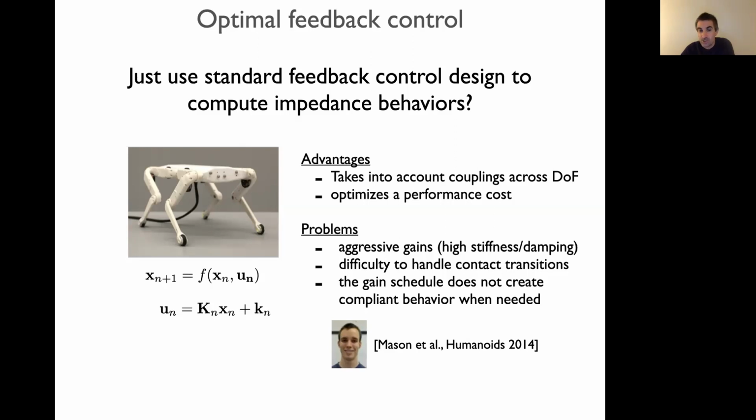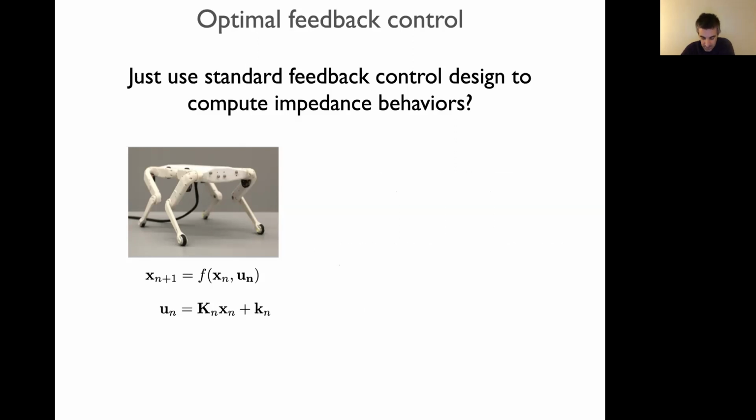There's another issue: the gain schedule that we have tends to make everything very stiff, very high impedance, and we cannot create compliant behavior when it's actually needed, because the only way to reduce the gains is to increase the cost on the control. So you increase the cost of the control and you reduce the gains, but that's not what you want, right? What you would like is to reduce the gains when there's a risk that you're going to hit the ground in a way that you don't want.